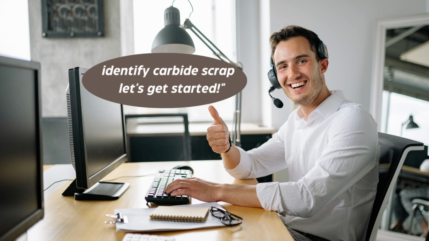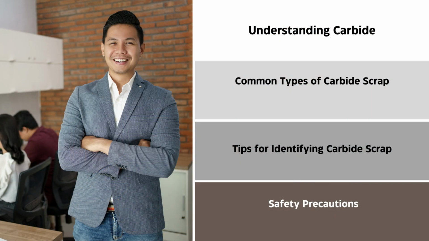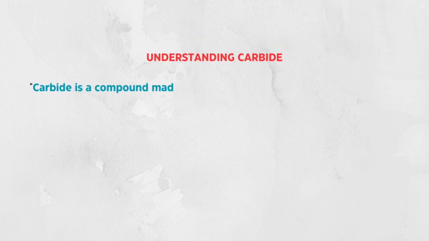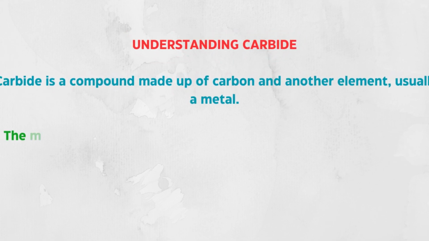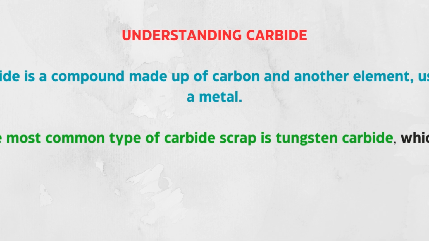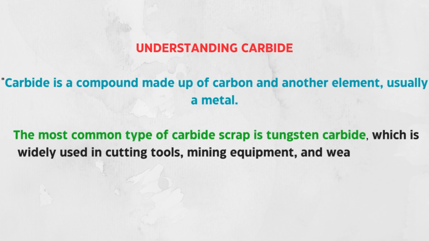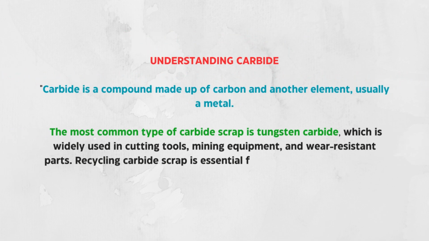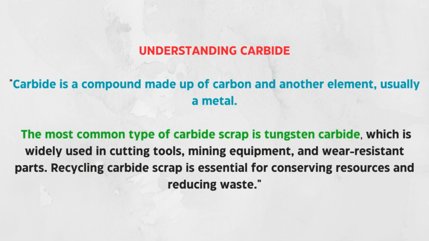Identify carbide scrap. Let's get started. Understanding carbide. Carbide is a compound made up of carbon and another element, usually a metal. The most common type of carbide scrap is tungsten carbide, which is widely used in cutting tools, mining equipment, and wear-resistant parts. Recycling carbide scrap is essential for conserving resources and reducing waste.